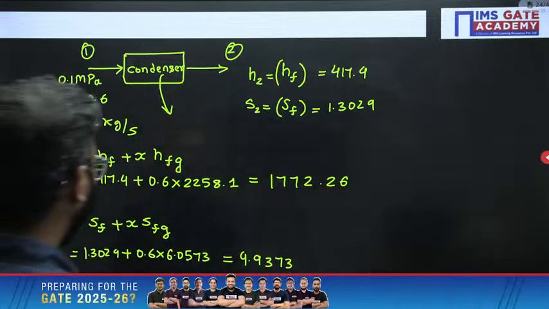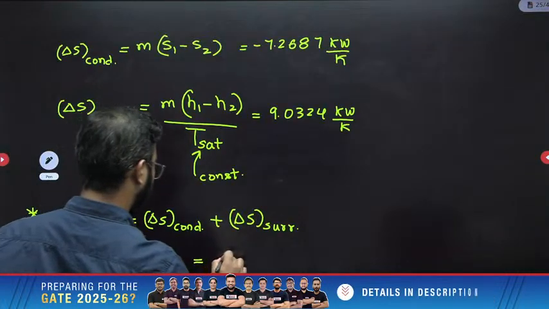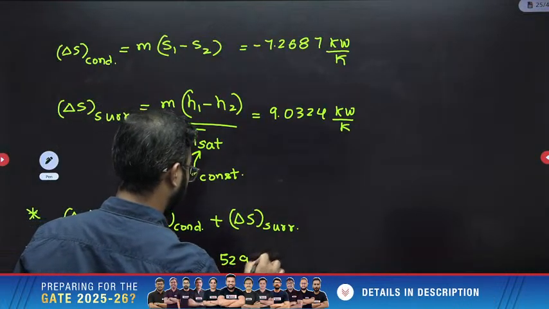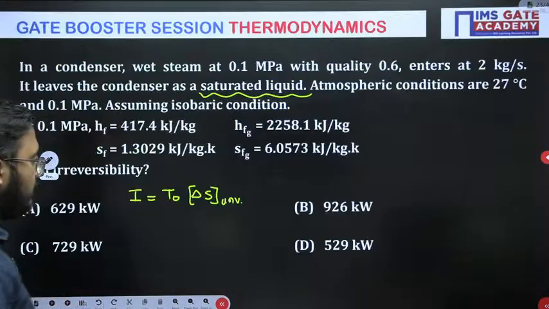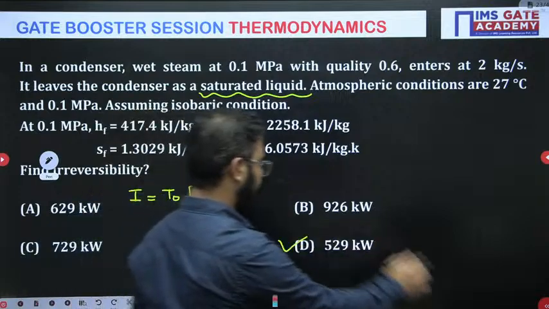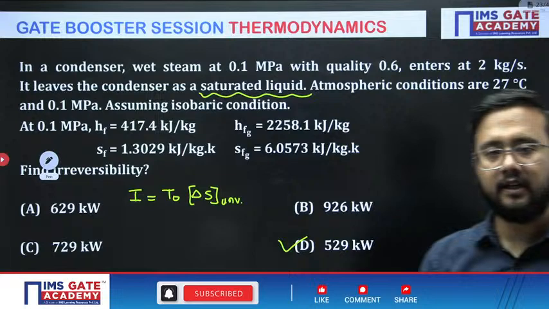529, yes, absolutely correct. Kilowatt. 529 is correct. Option D. Correct, absolutely correct, Aditya. Superb.